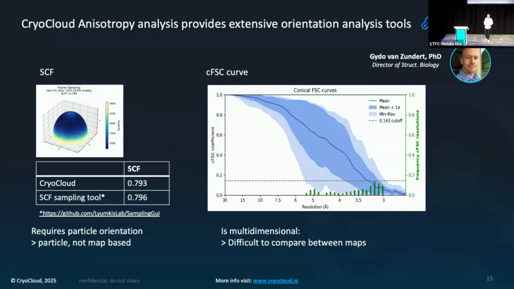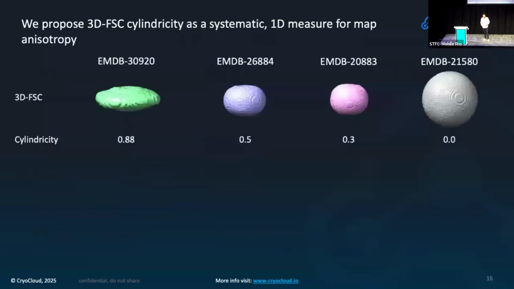And there's also the conical FSC curve that plots the FSC across different viewing directions. And we have those tools now, but we quickly realized that they are somewhat limited. The measure on the left requires the particle angles, and often users send us their maps and we don't have those, or also if you look at EMDB, you don't have them. And the measure on the right is multidimensional. You cannot simply compare several CFSC curves easily to each other to find any issues. So we decided we wanted a simple 1D measure for map anisotropy.